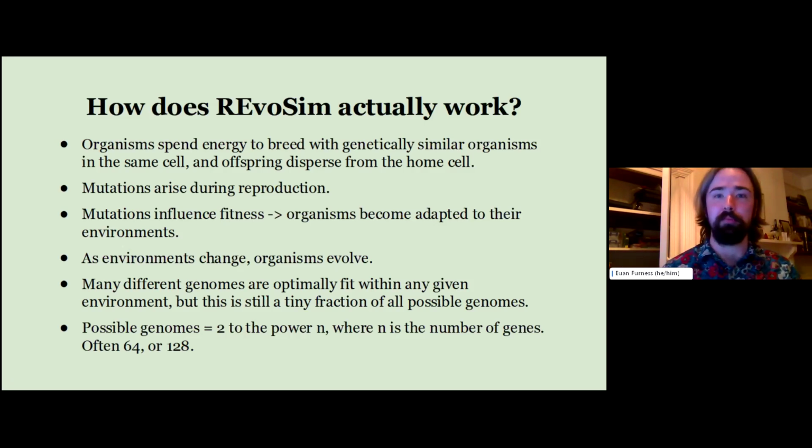The actual number of genomes you can have is 2 to the power n, where n is the number of genes, which is some multiple of 32. So often 64 or 128, and suffice to say that's a very large number of possible genomes.